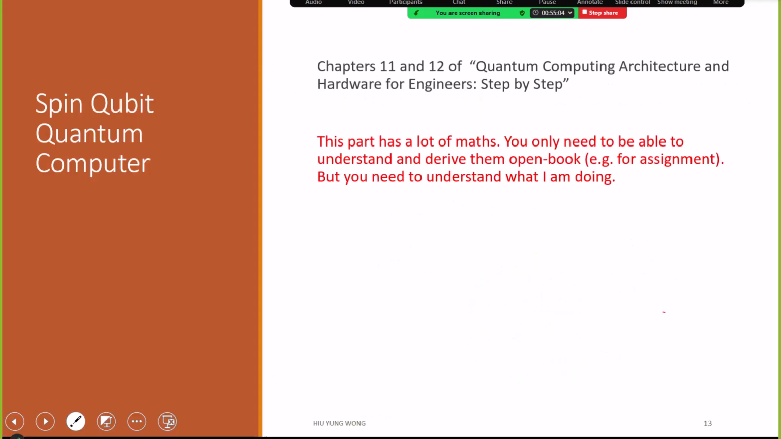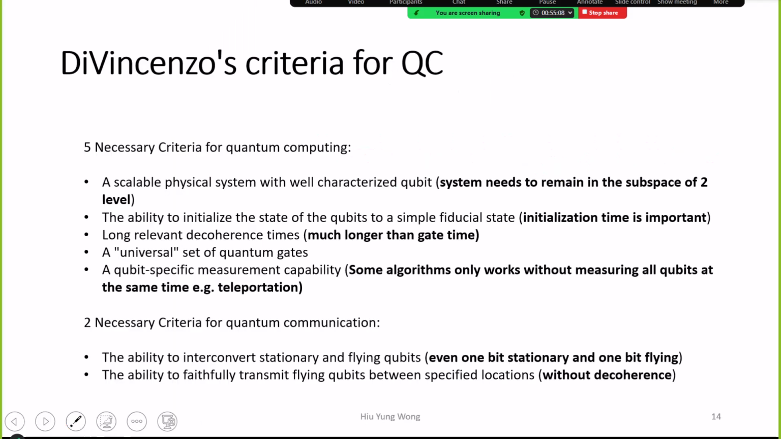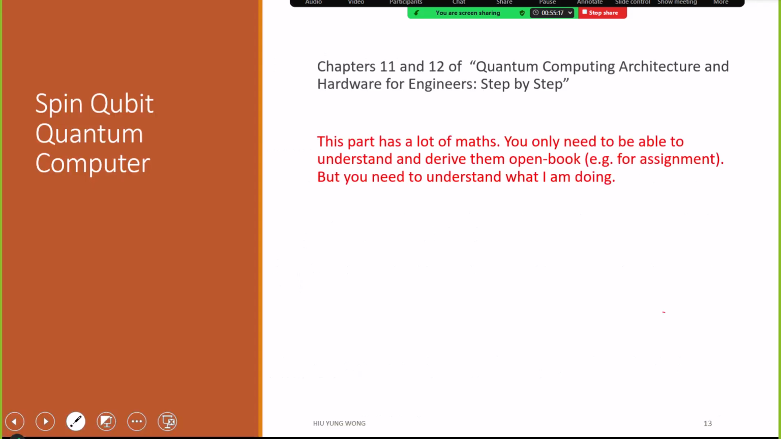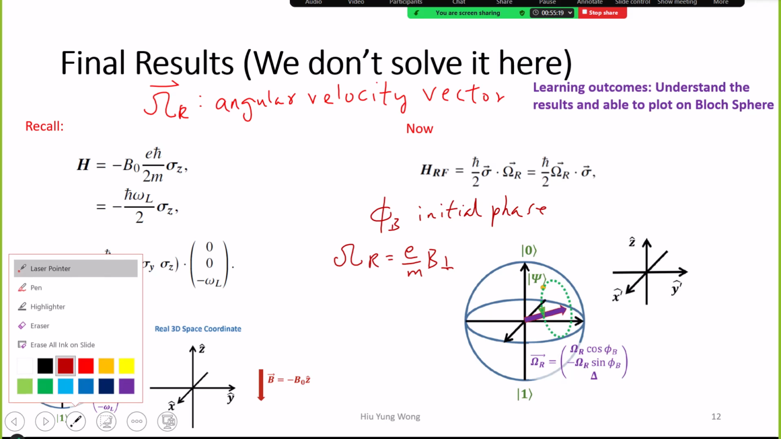Okay, then let's look at the implementation, on chapters 11 and 12. Okay, another hint. So let's recall from now, how do we implement a semiconductor qubit? Oh, sorry, I actually need to introduce a concept. I forgot to say that.